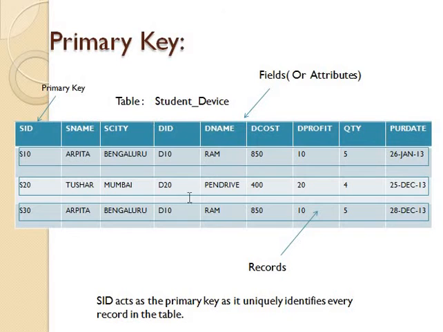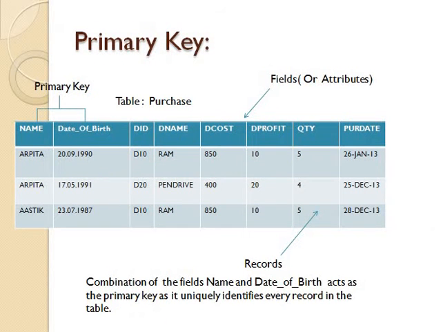That means for this table named student device, if SID is the primary key of this table, then SID is the field which is the prime attribute. Now consider this table called purchase in this slide. This table consists of the fields or the attributes name, date of birth, DID, DNAME, DCost till PUR date.